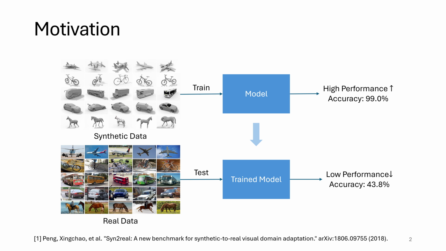One of the core challenges in machine learning is domain shift. When a model trained on one domain performs poorly when deployed to a different domain. This occurs because data distribution during testing is different from that during training. For instance, a model trained on synthetic data might achieve 99% accuracy, but the same model drops to just 43.8% when tested on real-world data. This discrepancy underscores the need for domain adaptation techniques.